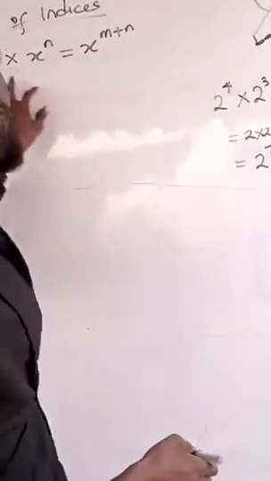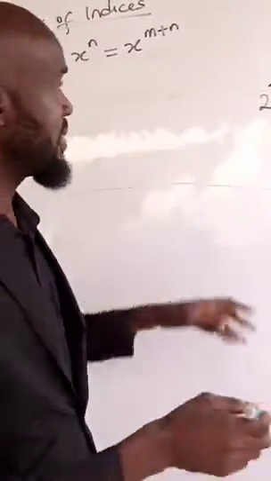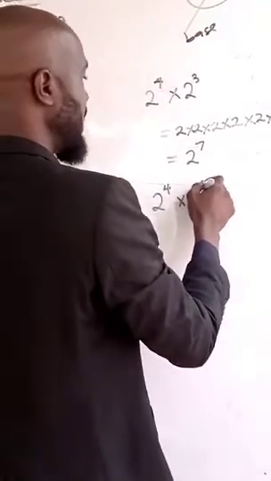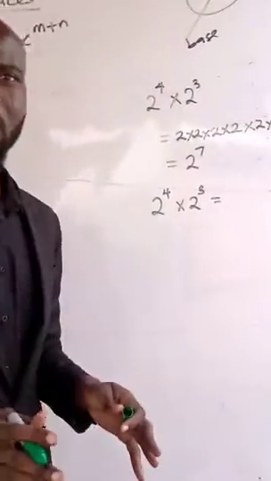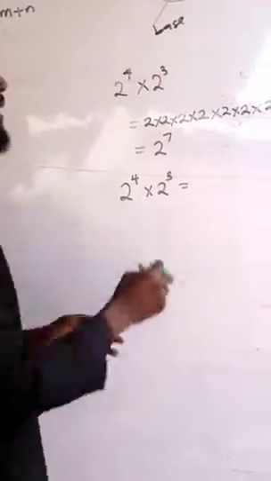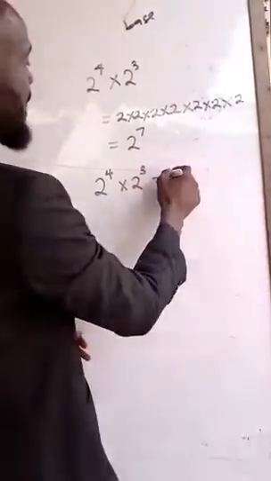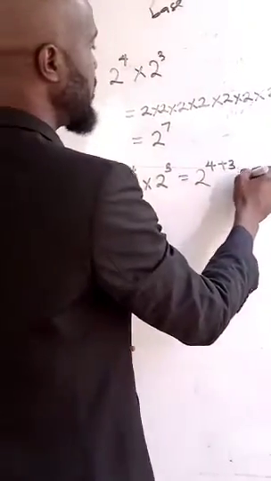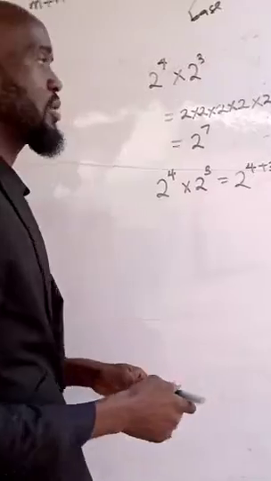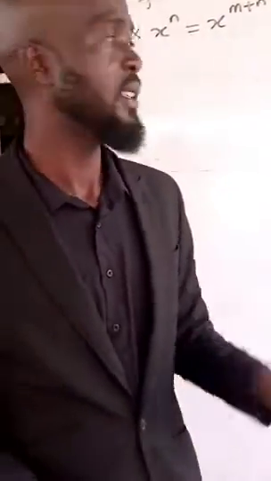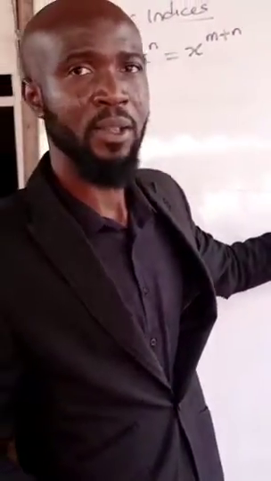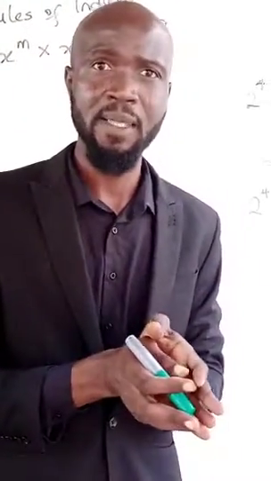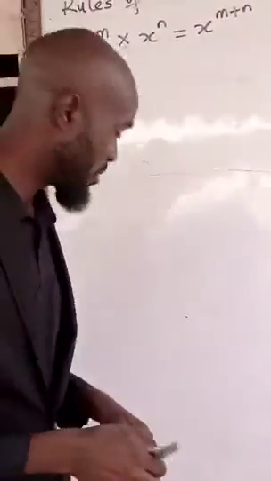Now what this rule is basically telling us is that if you have two index multiplying each other like this, instead of going through this hard work, just take one of the base, then add the powers together. If you take one of the base and you add the powers together, we get 2 raised to power 7. The answer is the same as this. So if you have two index multiplying each other and you notice that the base are the same, just add the powers together. That's what the rule is saying.